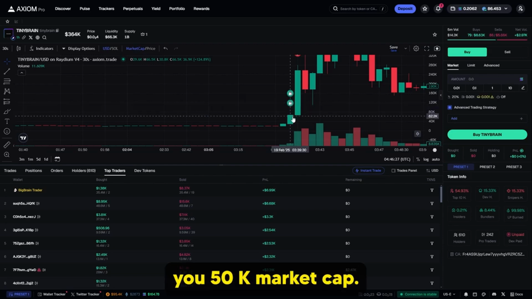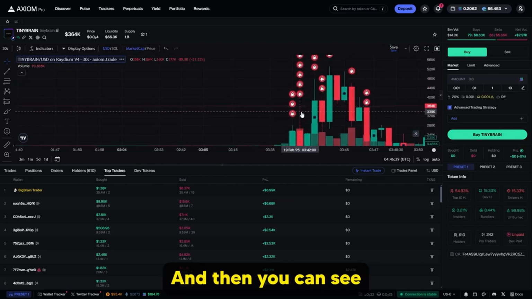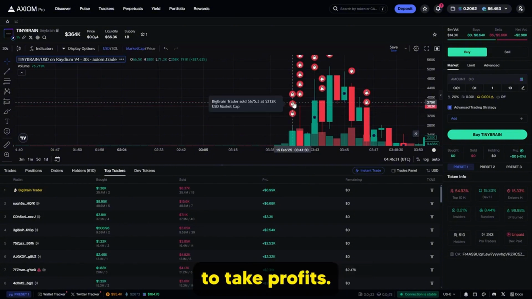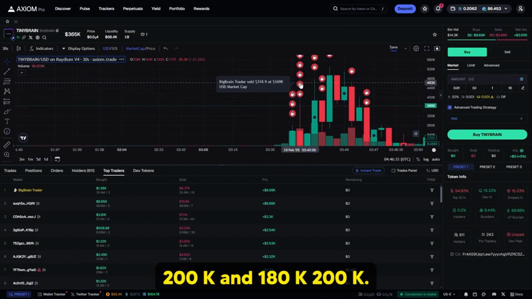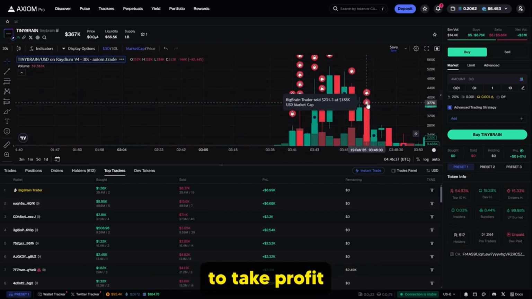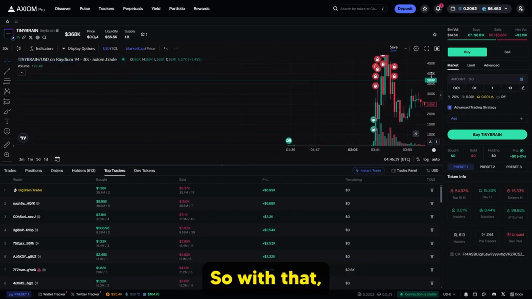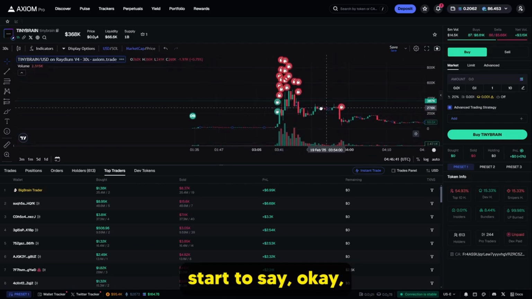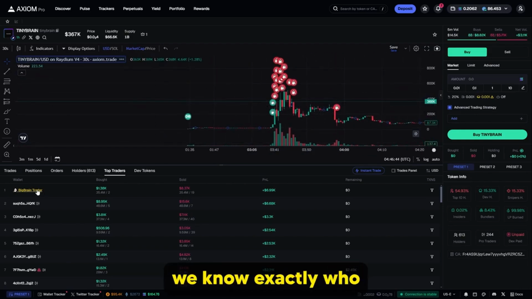So it actually tells you they bought at 50K market cap. And then you can see as it went up, this is when they start to take profits. Started selling at 200K, started selling at 180K, 200K, and overall, they just managed to take profit as it continued to go higher. So with that, we can actually start to say, okay, this big brain trader, we know exactly who this one is, and we've actually now got this person.